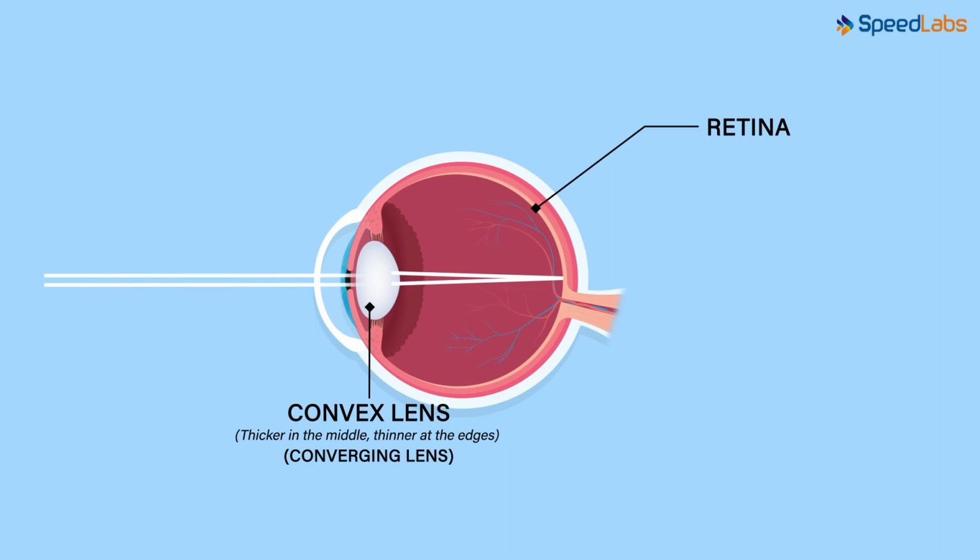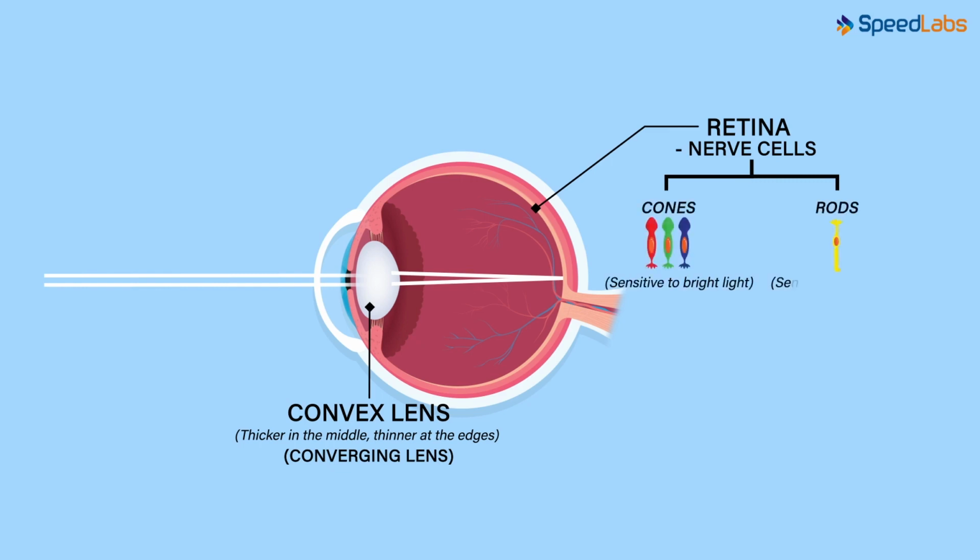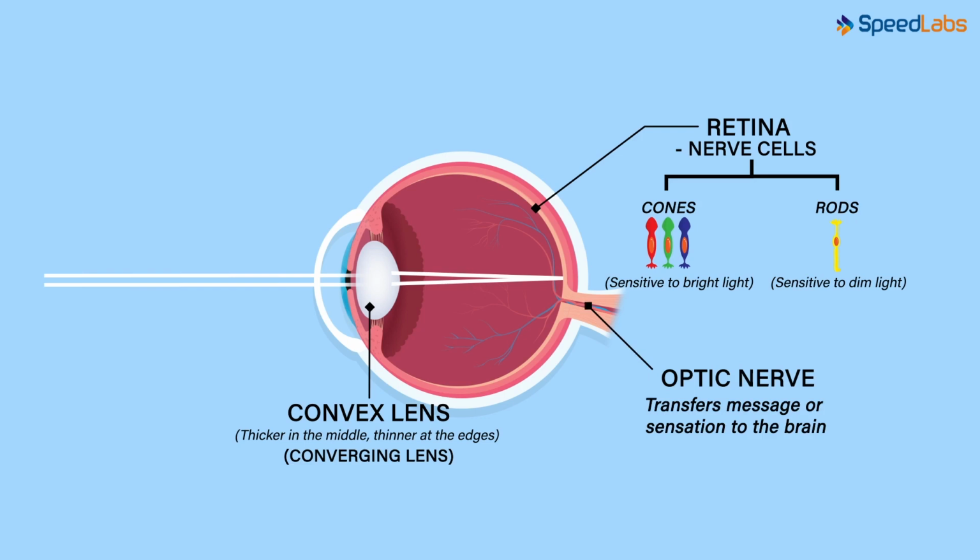The retina is at the back of the eye and marks the inner layer of the eyeball. Retina contains lots of nerve cells that sense the light. The nerve cells are of two kinds, namely cones, which are sensitive to bright light, and rods, which are sensitive to dim light. The message or sensation is then transferred to the brain along the optic nerve.